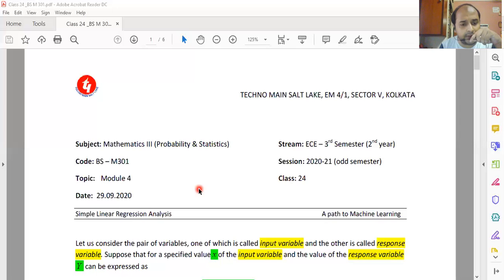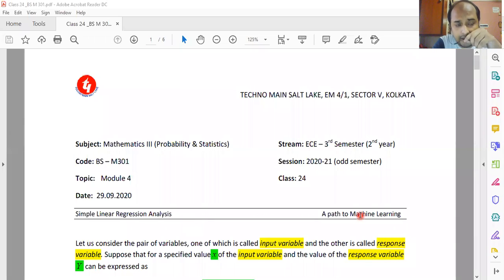Today's topic is the last topic of module 4, and that is called simple regression analysis. And you see, interestingly, beside that I have written something which is also very catchy: a path to machine learning. Now, machine learning is a new subject, and we are all fascinated by new subjects. But while doing so, we forget our old friends. When we meet new friends, we forget our old friends. Regression is our old friend. Machine learning is a new friend.